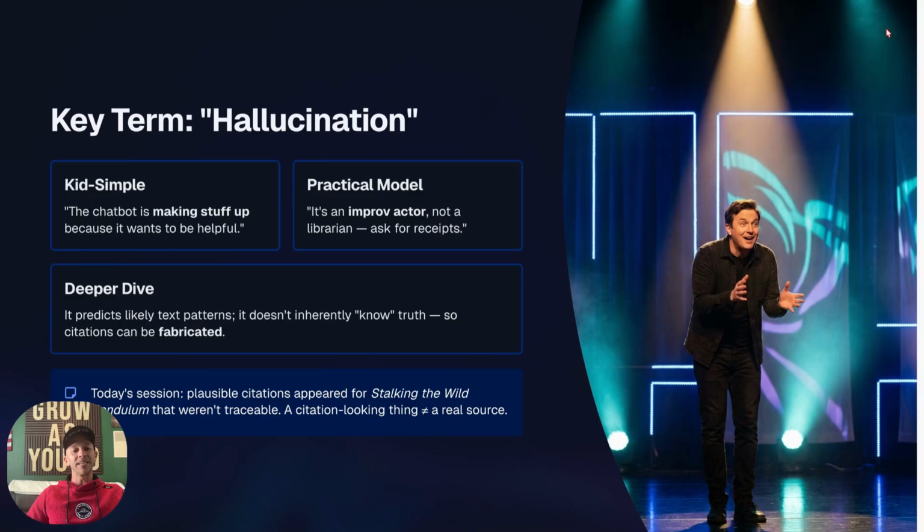Deeper dive: it predicts likely text patterns. So it doesn't inherently know the truth, and it can make citations that are fabricated. In today's session, plausible citations appeared for Stalking the Wild Pendulum that weren't traceable. A citation-looking thing doesn't equal a real source. This is based off something that I personally tested the AI on with a book called Stalking the Wild Pendulum, and it was trying to cite some things that weren't actually in the book.